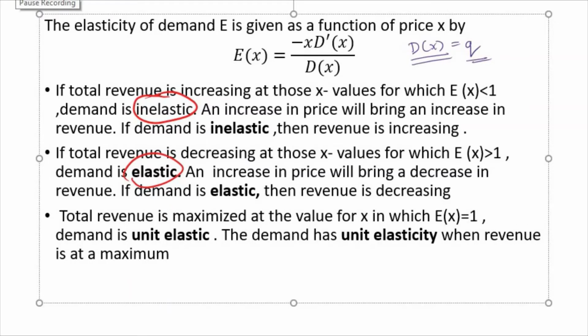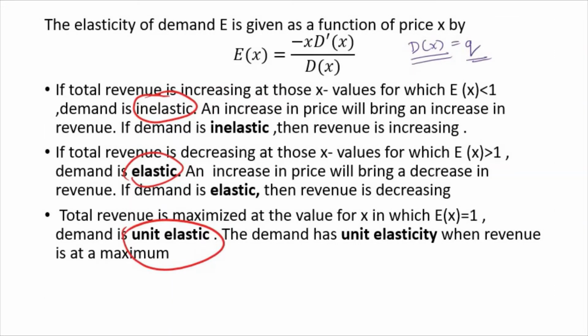Total revenue is maximized at the value for X in which E of X is equal to 1, or the elasticity of demand is equal to 1. We call the demand unit elastic in this case. If the demand has unit elasticity, then the revenue is at a maximum. So when we have E of X equal to 1, that means we can get a maximum revenue. In that case, we're not going to change the price. We're going to keep it as it is to maximize the profit.